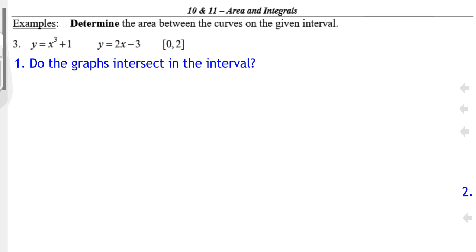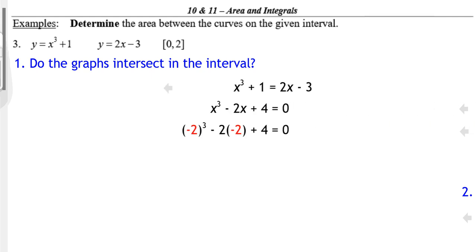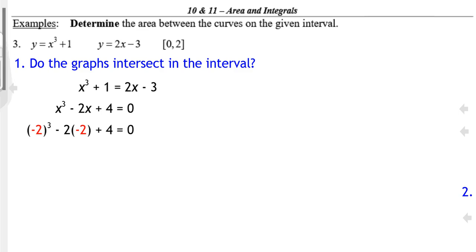I'll solve using substitution. So x cubed plus 1 equals 2x minus 3. Collect it to one side. We have a cubic, so think of the factor theorem. Factors of 4: positive negative 1, positive negative 2, positive negative 4. And what I've shown so far, negative 2 does make it equal to 0. So I found one factor. So they intersect when x is negative 2, not in the interval.